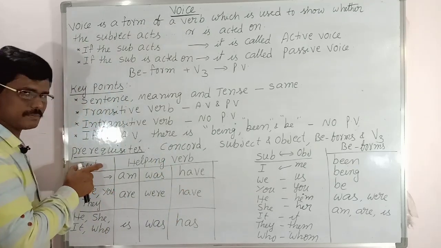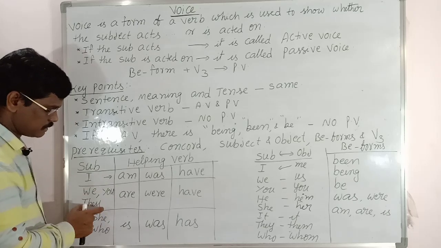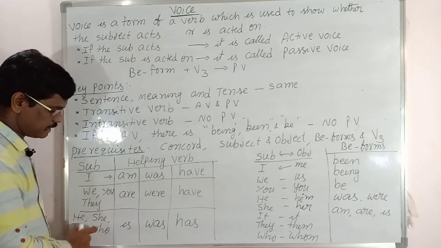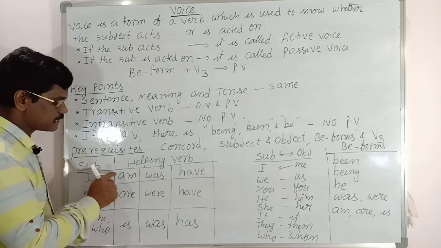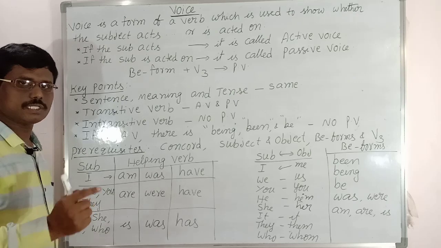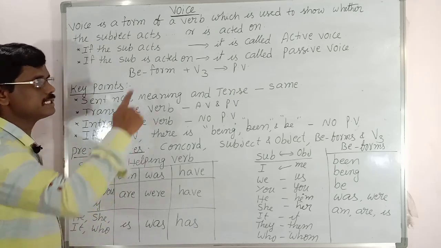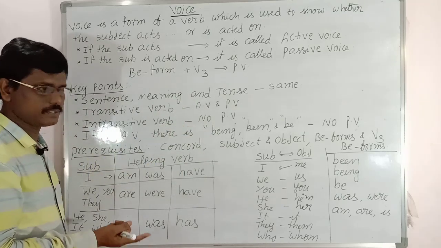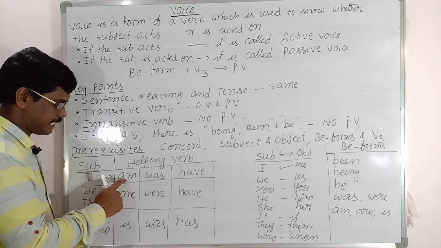For example, here look at the subject: I, we, you, they, he, she, it, who. These are subjects. So which subject takes which verb? That is called concord. For example, am or is, because I am giving you related to active voice and passive voice. For I, if the subject is I, we use am.